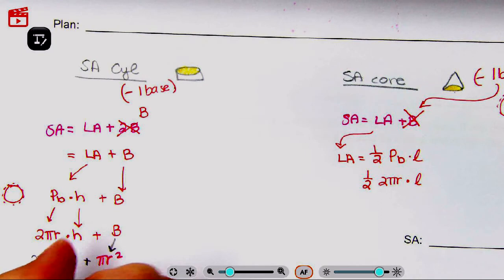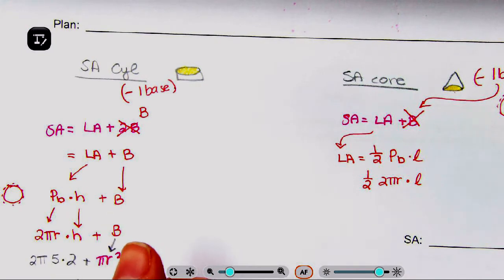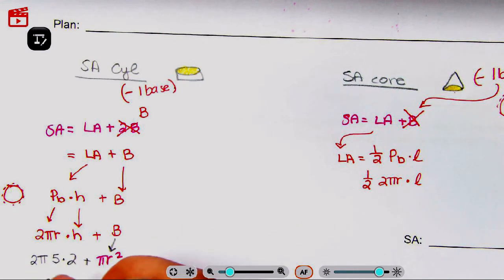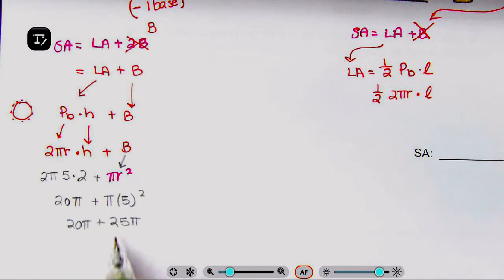So let's go ahead and have this. I have 2 times 5 times 2. 5 times 2 is 10. 10 times 2 is 20. And we're going to add to that pi r squared. Radius was 5. So I have 25 pi plus 20 pi. And again, we're just going to add these. We're treating pi like a variable, so we can add like terms. So 20 and 25, that is 45 pi. And I'm just going to underline it because I know that value is important.